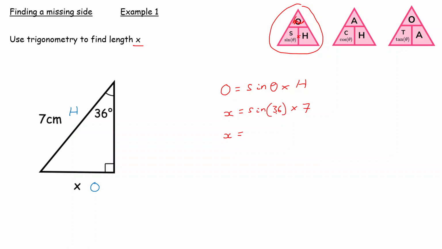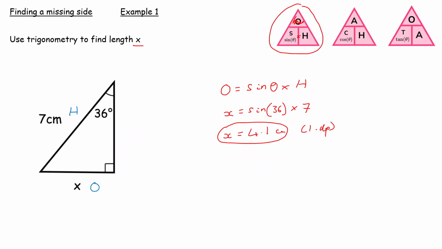And that's going to be equal to 4.1 centimetres to 1 decimal place. Okay, and that's my answer, right? So 4.1 centimetres is the length of that missing side there, which looks about reasonable, right? It's less than the hypotenuse, the longer side, so it seems pretty good.